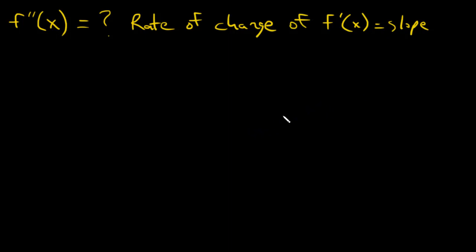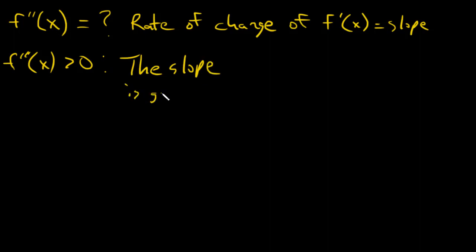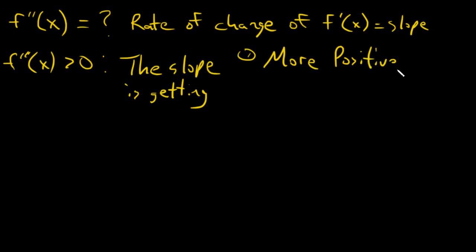Well, we're going to break it up like we did with the y values. If I have f double prime of x greater than 0, so it is a positive value, that means that the slope is getting, well, more positive or less negative.